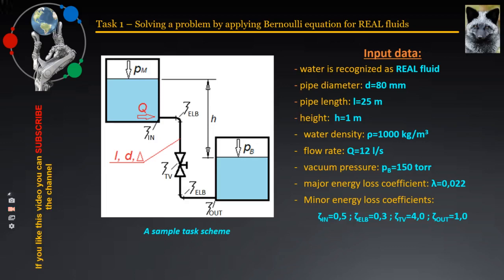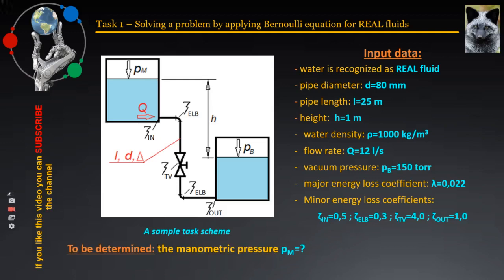The pressure in the second tank, the one on the right, is also known, which is vacuumetric, so PV is set to be 150 torrs. The difference between the free water level in the 2 tanks is given by the height h, which is equal to 1 meter. The task is to determine the manometric pressure PM in the first tank, the one on the left, from where the water is taken.